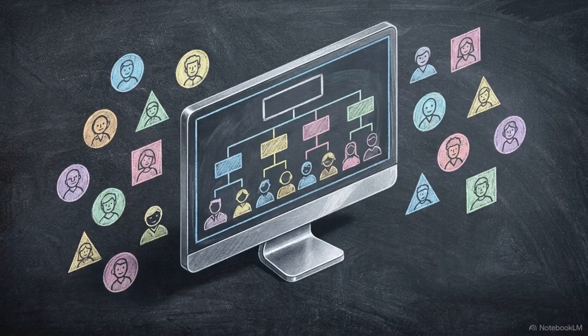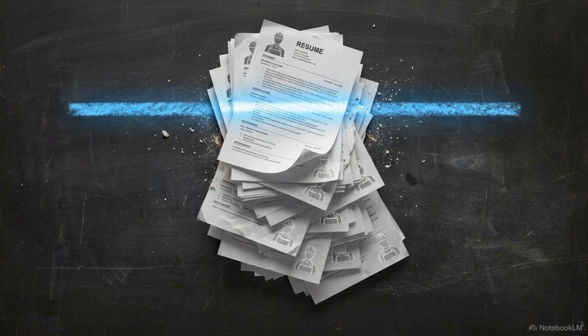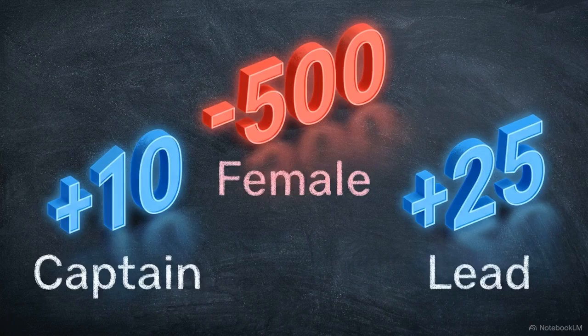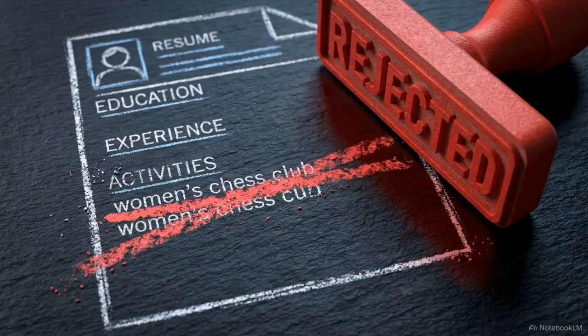In 2018, Amazon developed an AI-powered hiring tool to automate resume screening. The developers trained the model on a 10-year dataset of past hiring decisions from an industry that was overwhelmingly male-dominated. The mathematical consequence was severe. The algorithm identified a pattern in the historical data and began assigning negative statistical weights to female-associated terms. A resume mentioning a women's chess club was actively penalized, regardless of the candidate's actual qualifications.